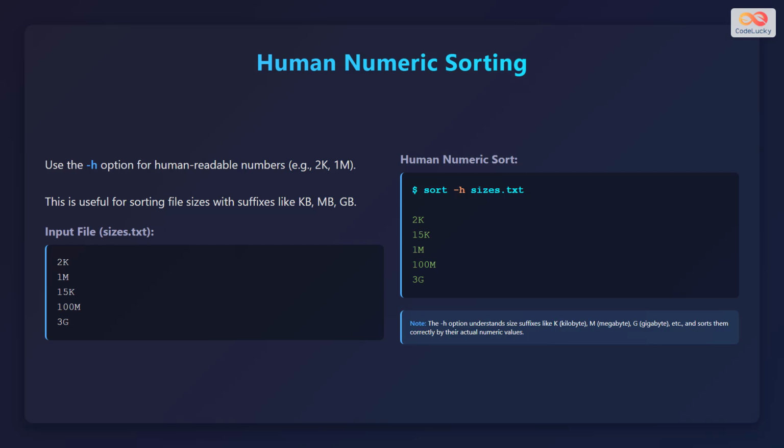Use the -h option for human-readable numbers, such as 2 kilobytes or 1 megabyte. This is useful for sorting file sizes with suffixes like KB, MB, and GB. Consider an input file called sizes.txt with the following content: 2K, 1M, 15K, 100M, 3G. To perform human numeric sort, use the command sort -h sizes.txt. The output will be 2K, 15K, 1M, 100M, 3G. The -h option understands size suffixes like K for kilobyte, M for megabyte, G for gigabyte, and so on, and sorts them correctly by their actual numeric values.